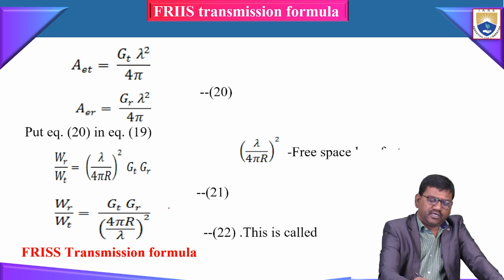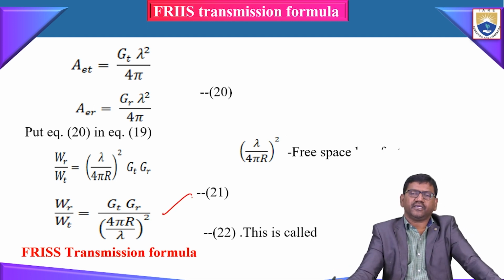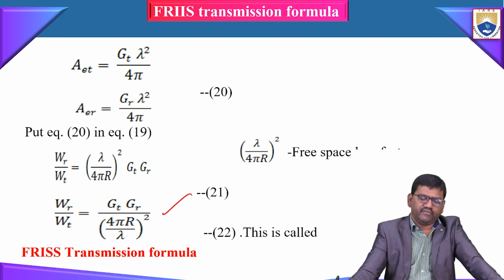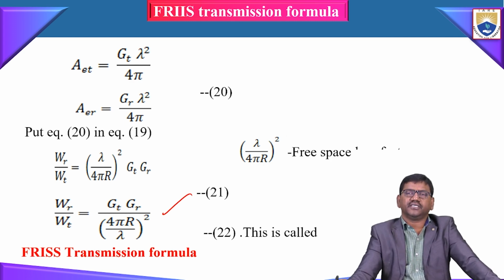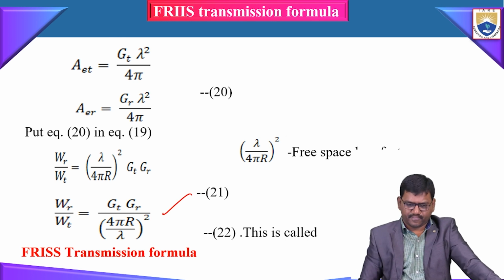So you will get WR by WT is equal to GT GR into lambda by 4 pi r whole square, where lambda by 4 pi r whole square is known as the free space loss factor. So we have two equations for the Friis transmission formula. One is in terms of effective aperture, the other is in terms of the gains of the antenna. So WR by WT is equal to AER AET by lambda by 4 pi r whole square. Or we can also describe it as WR by WT is equal to GT GR into lambda by 4 pi r whole square.